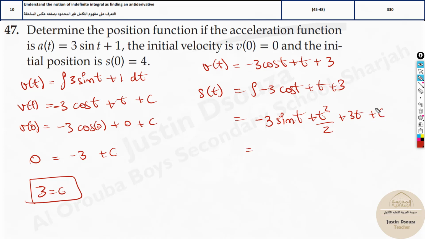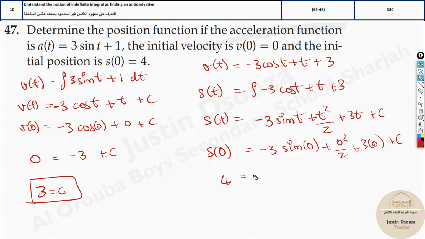plus c. Here we need to find the constant of integration for the position function. So let's substitute s of 0 because we know the s of 0 value, right? So everywhere, wherever t is there, put 0: minus 3 sine 0 plus 0 squared by 2 plus 3 of 0 plus c. C will remain as it is. Now what is s of 0? That is 4, the initial position. Everything becomes 0 over here, because sine of 0 is 0. 0 plus 0 plus 0 plus c. So c value is 4.